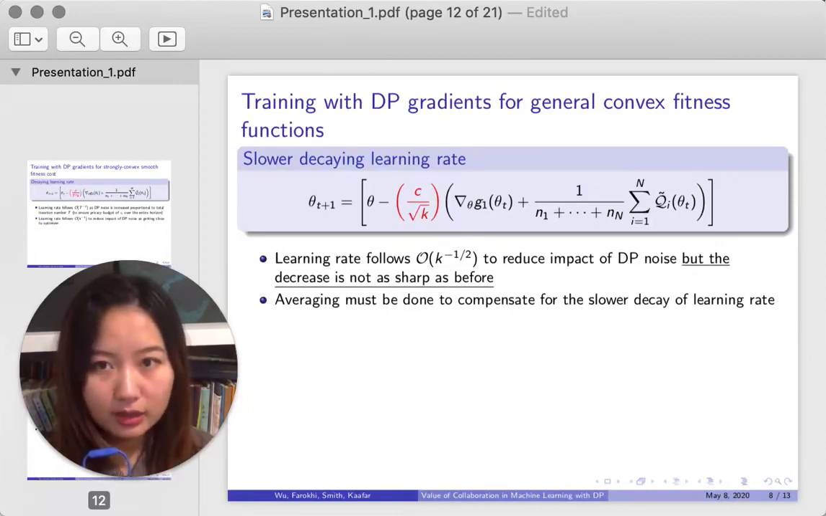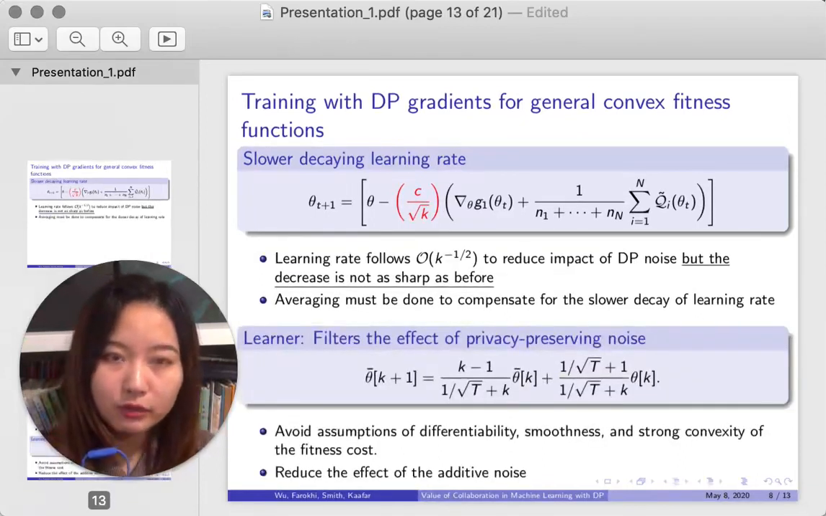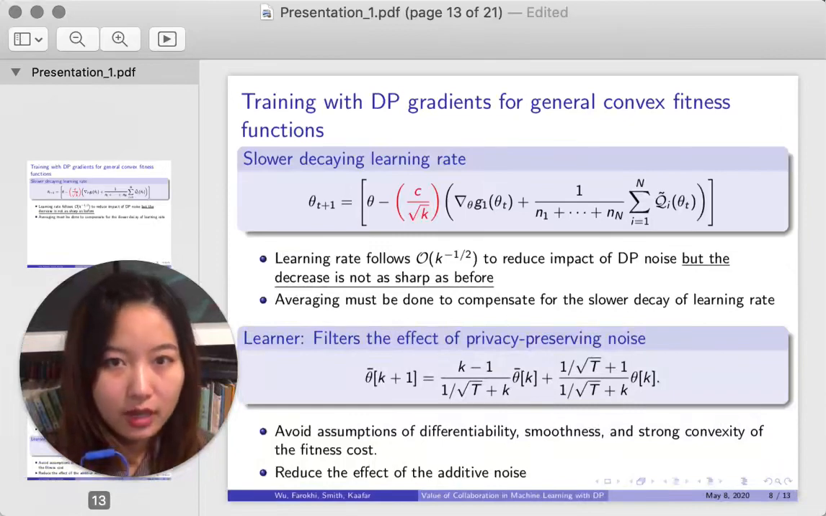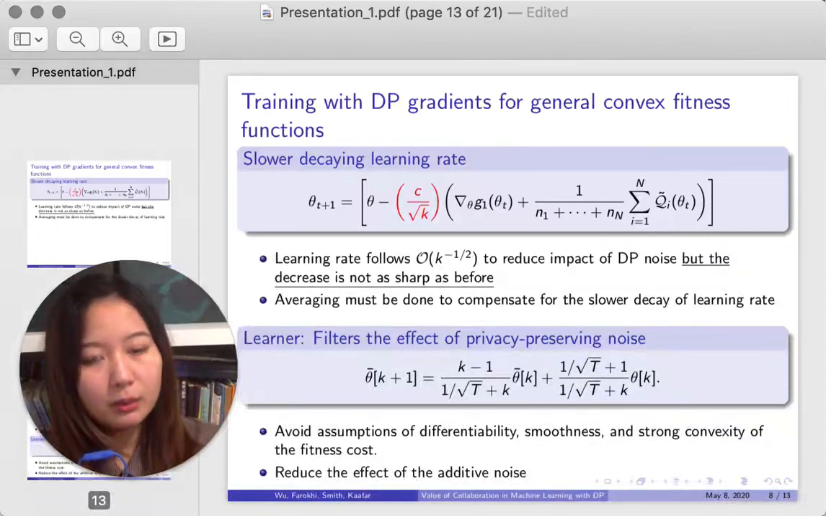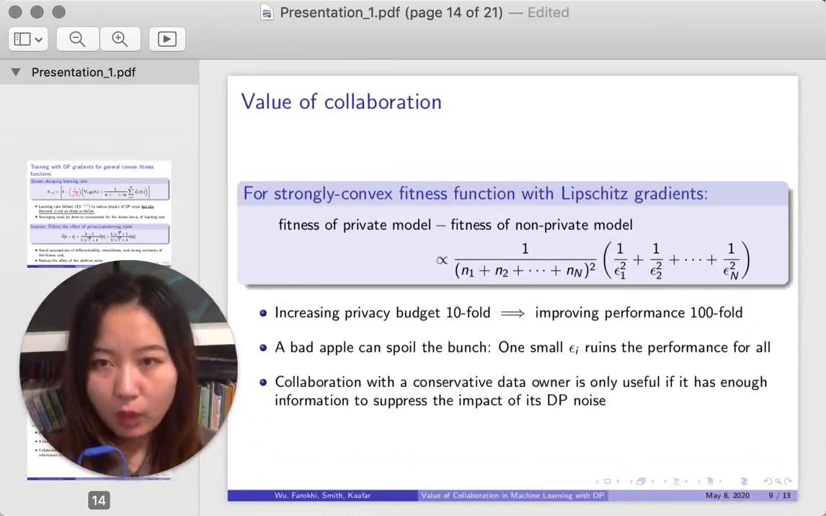But the decrease is not as sharp as before, so we introduce the average variable. This must be done to compensate for the slower decay of the learning rate. By introducing this averaging, the learner filters the effect of privacy-preserving noise. So, with our proposed algorithm, the learning outcome can be bounded, and the details of the proof can be found in our paper.